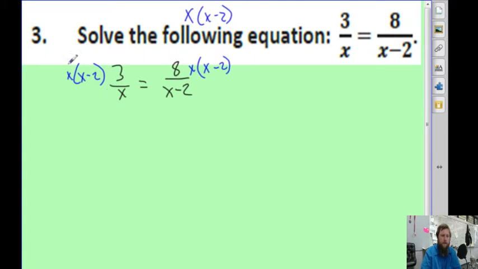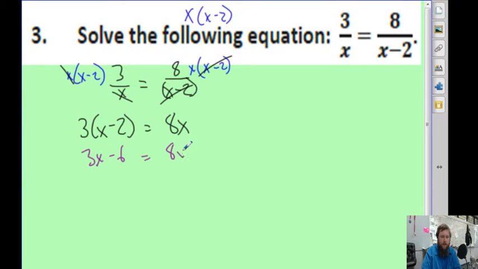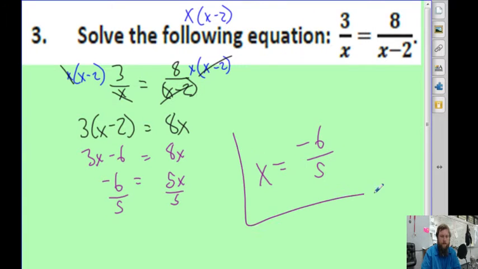So what's going to happen on the left, the x's will cancel, and the x minus 2's will cancel. So I'm left with 3 times x minus 2 equals 8 times x. That's similar to last time, so we get 3x minus 6 equals 8x. Subtract 3x on both sides, I get 5x equals negative 6. And divide by 5, and you get x equals negative 6/5. So there's your answer.